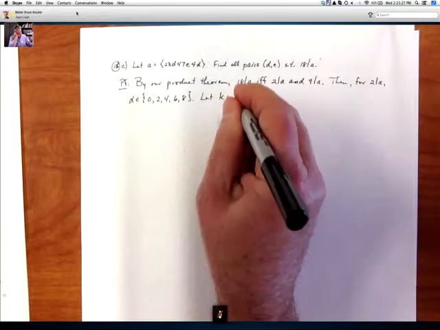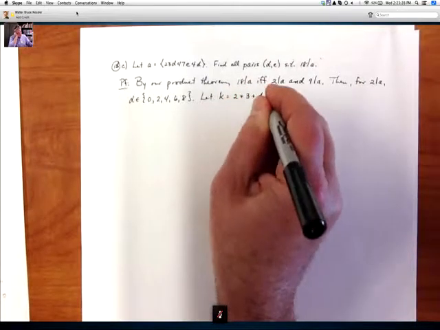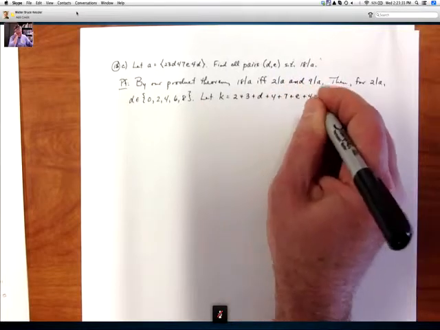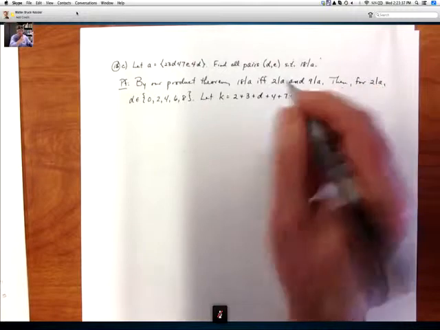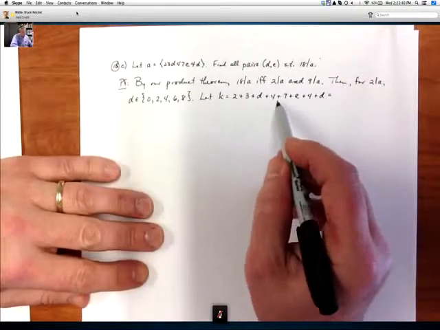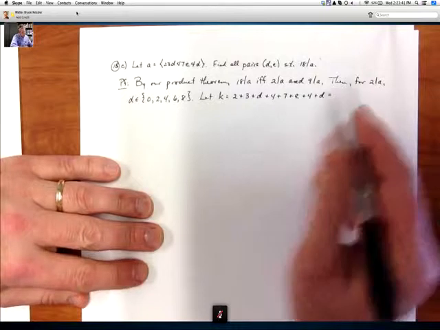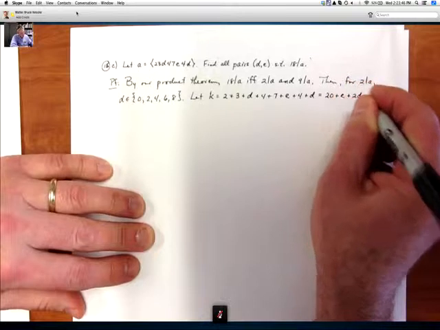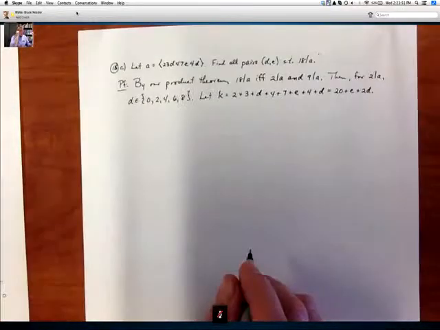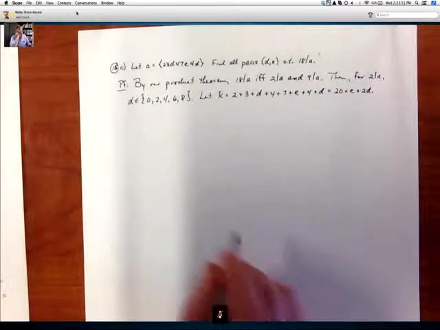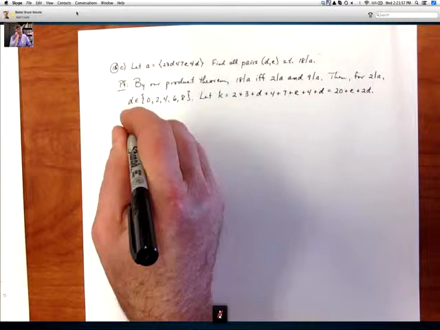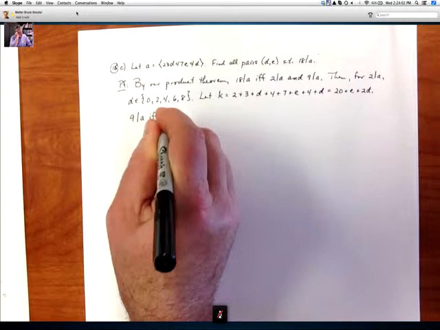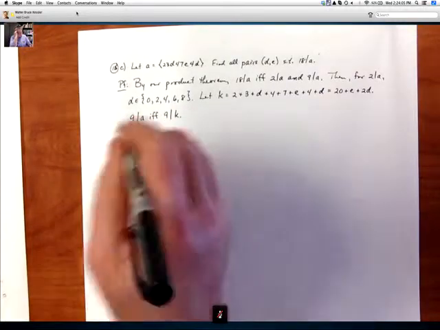Let K, let's add them up again. So this is 2 plus 3 plus D plus 4 plus 7 plus E plus 4 plus D. So let's see, 5, 9, 16, 20 plus E plus 2D. 9 will divide A if and only if 9 divides K.